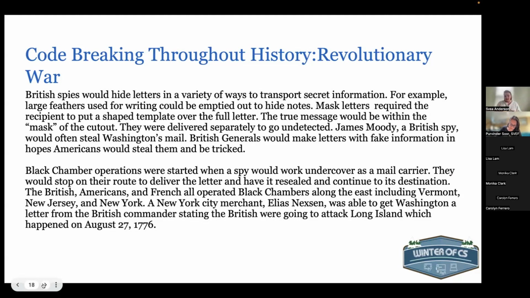Again, through the Revolutionary War, the other way that they conveyed messages is that they had feather pens, and they were able to put the messages inside. They'd roll them up and put them in because the shaft of the feather is hollow.